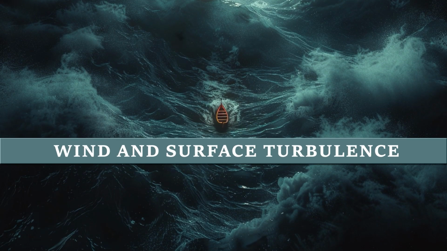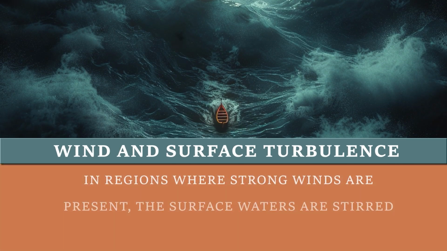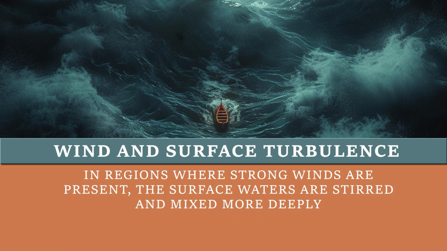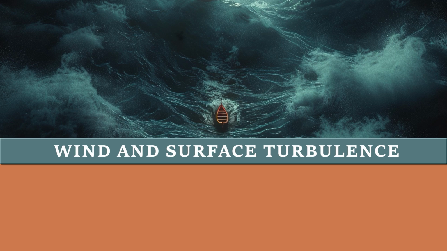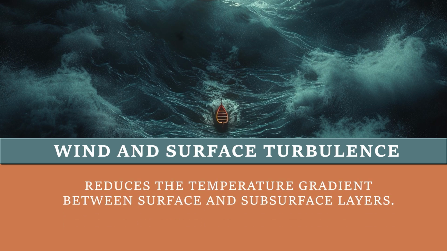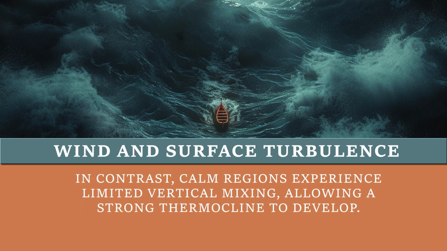Wind and surface turbulence. In regions where strong winds are present, the surface waters are stirred and mixed more deeply, and this reduces the temperature gradient between the surface and the subsurface layers where there is more mixing or some sort of turbulence due to winds. In contrast, the calm regions experience limited vertical mixing, allowing a strong thermocline to develop.